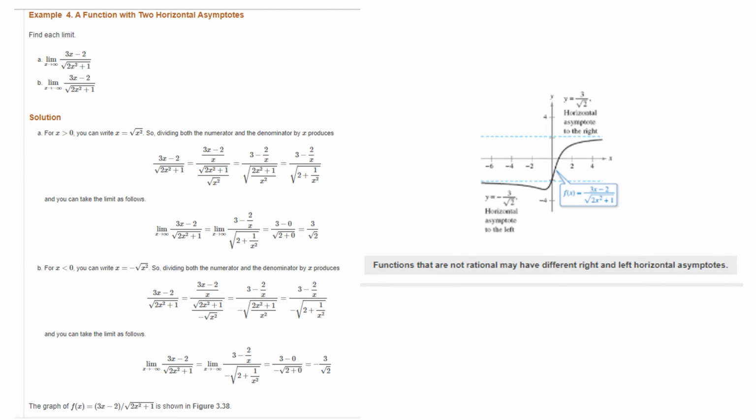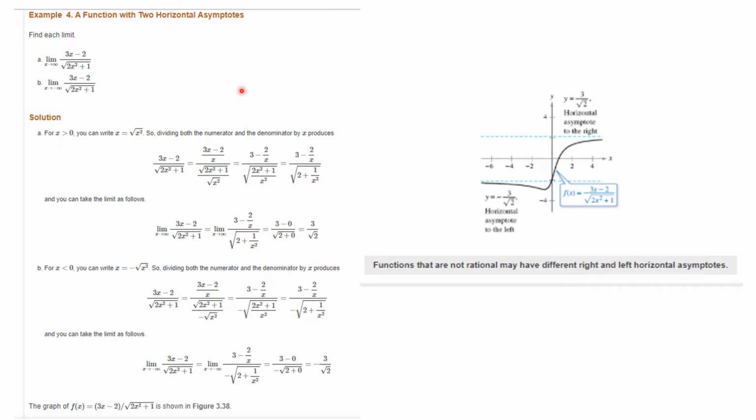We did say that a function could have two horizontal asymptotes, and here's some discussion of having two horizontal asymptotes. And this is similar to what I talked about in class. Let's talk about this first one. The limit as x goes to infinity of (3x minus 2) all over the square root of (2x squared plus 1). Now the square root of 2x squared plus 1, you can divide top and bottom by x.